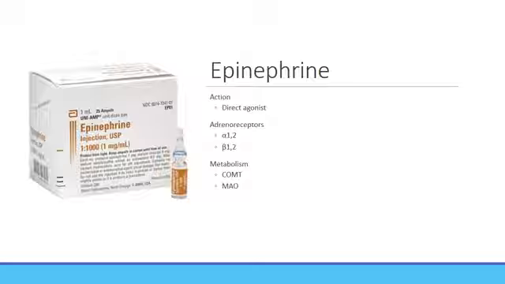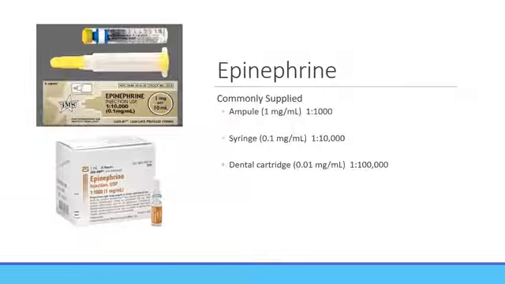In terms of how this drug is metabolized, as I mentioned before, it's metabolized by COMT and MAO extraneurally, and then it's conjugated in the liver and excreted renally. It's commonly supplied a variety of different ways. You can see it in a glass ampule, which is what we see in the upper right-hand side. This is the glass ampule you'll see in your emergency drug kit. It's a very concentrated form of epinephrine. It's 1 to 1,000, which is 1 milligram per ml.